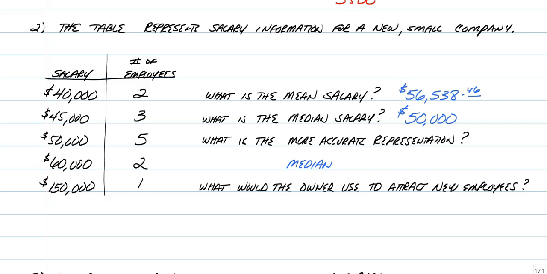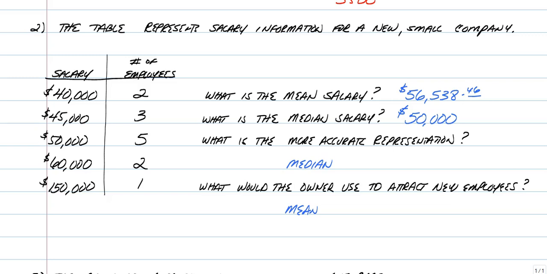But if the owner wanted to attract new employees, the owner would want to use the mean or the average because it's higher. So if you say that the median salary is $50,000, or if you said, hey, the average salary at our company is $56,000, you're going to want to make that extra money if you're looking for a job. So an owner might actually advertise the average instead of what the median would be. Okay, so that's one reason why you always need to be careful when you're reading information that has statistics.